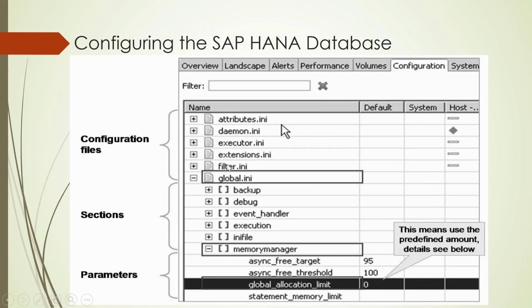Under the configuration files, if you expand the INI files, you will see the sections: backup section, debug section, event handler, memory manager. If you expand a section, you will get the parameters, for example async_free_target and global_allocation_limit. And then these are the values. This is the parameter, and this is the parameter value. So we have the configuration files, then sections, then parameters, and then parameter values.